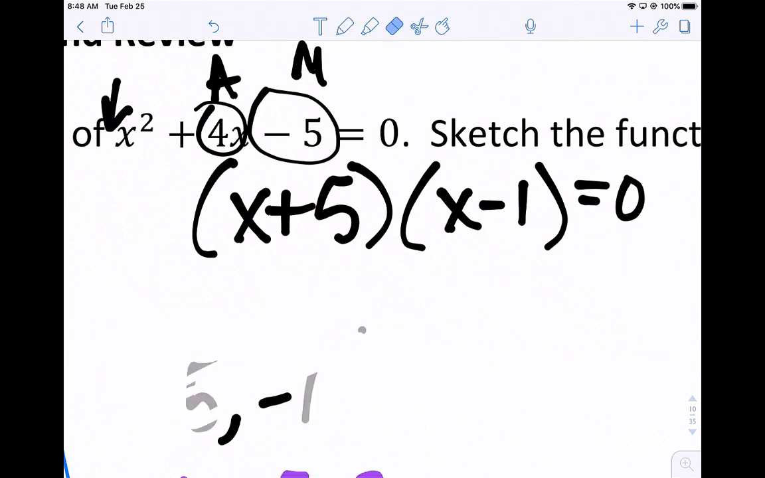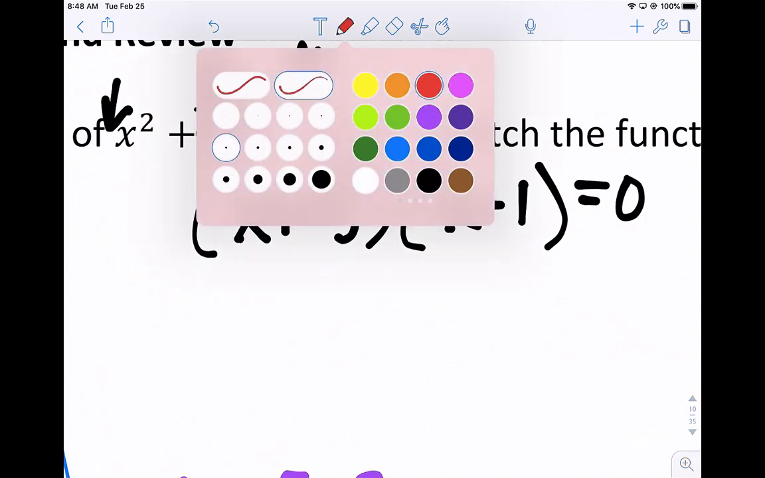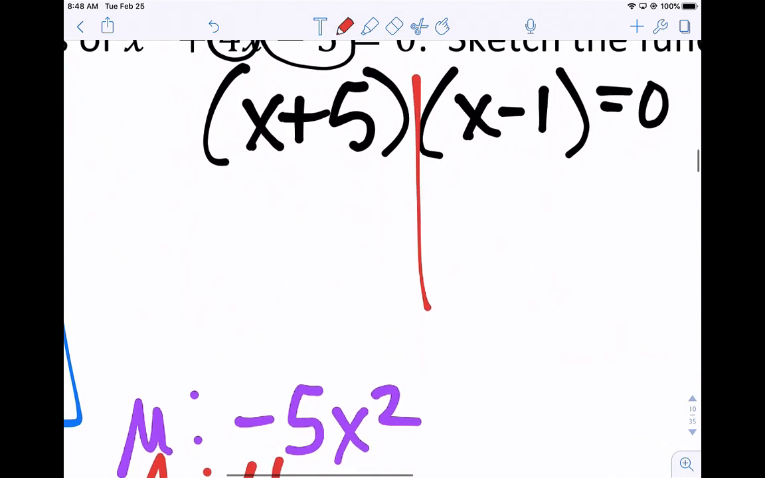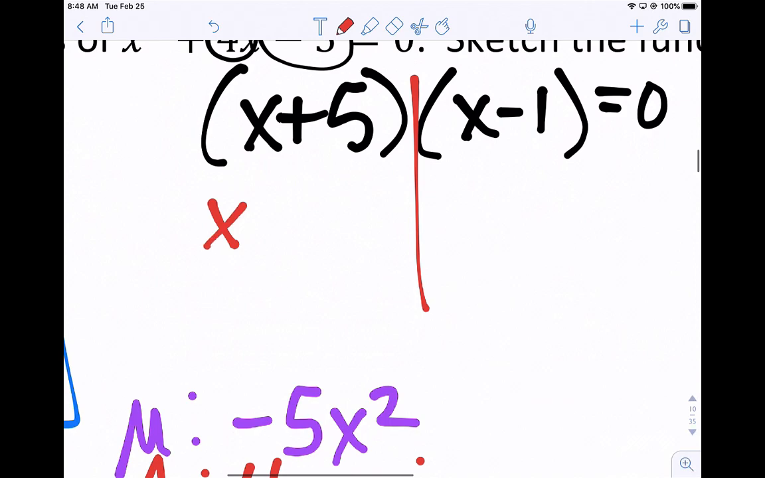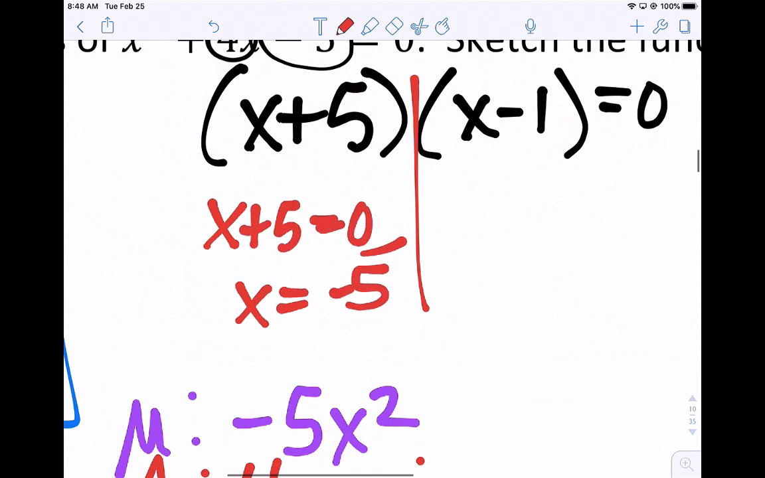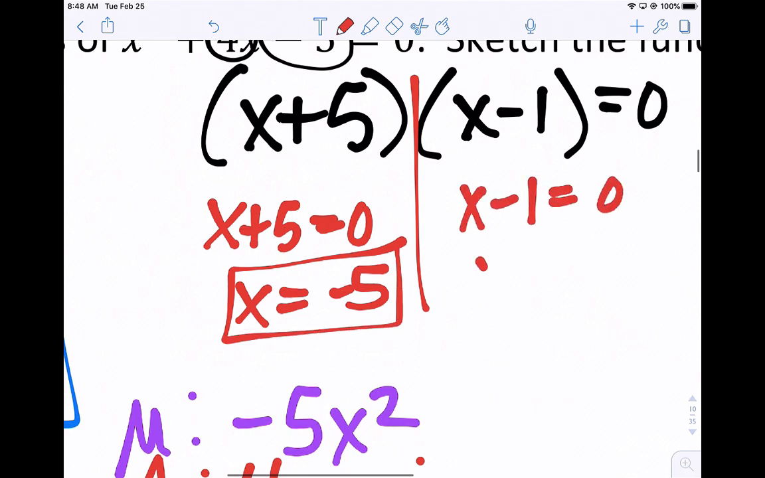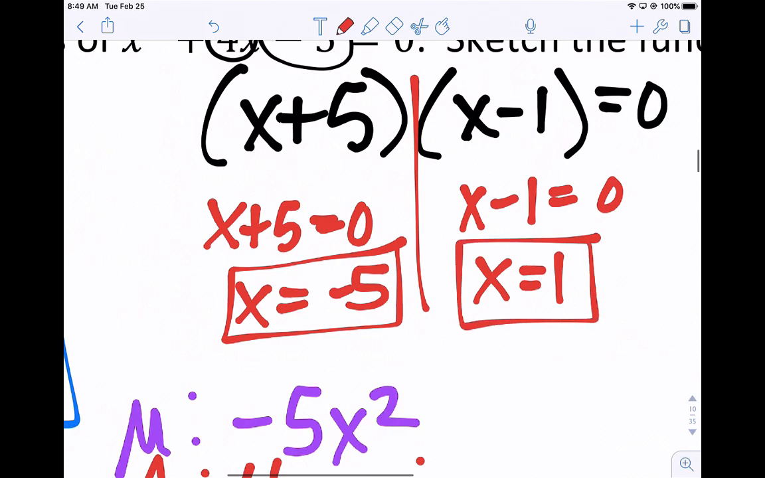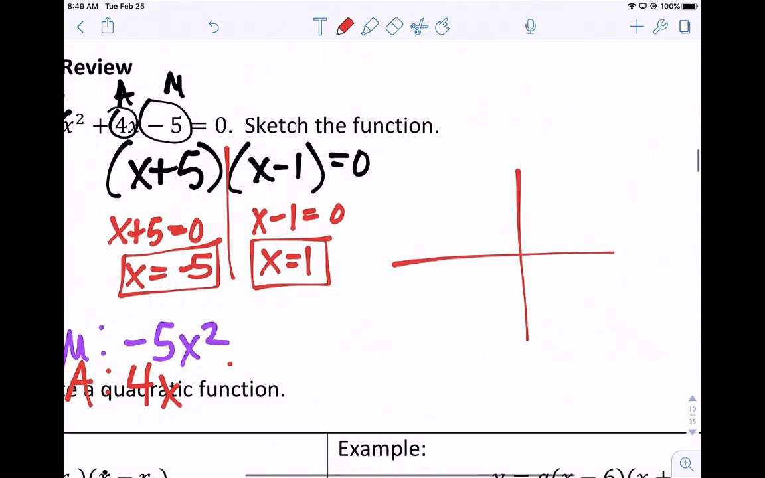So now we're going to solve this and find the zeros. When you solve it, you set each part equal to 0 and solve. So here we want to know what makes x plus 5 equal 0, and you'd subtract 5 from each side. One of the answers is negative 5. And here, what makes x minus 1 equal 0, you add 1 to each side, and x is 1. If you were to sketch the function, negative 5 would be a 0, 1, 2, 3, 4, 5, and 1 would be a 0.